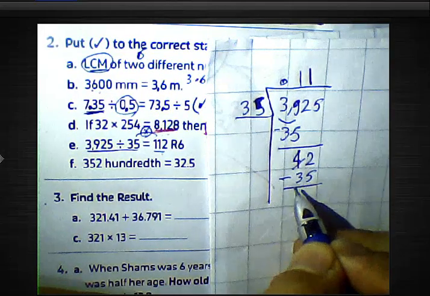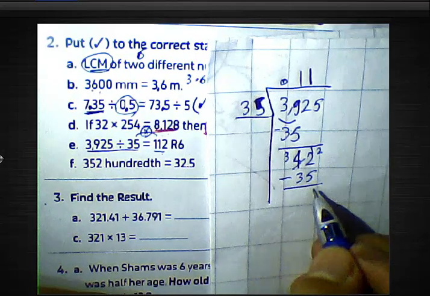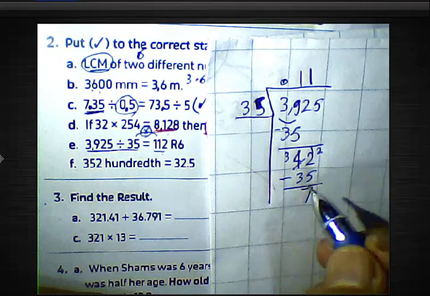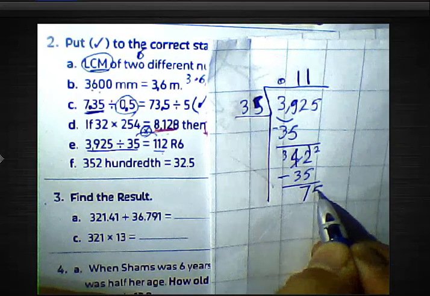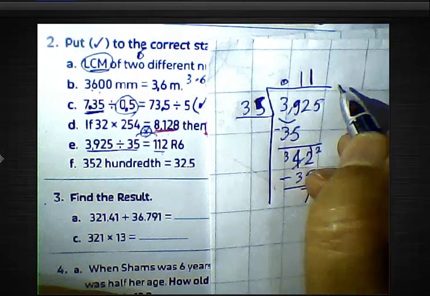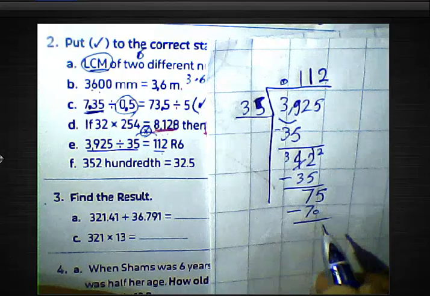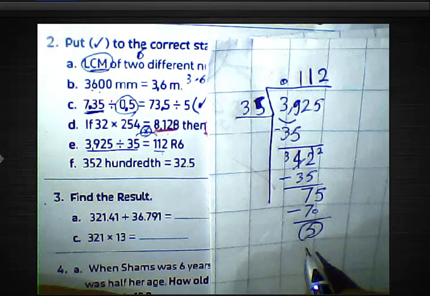2 minus 5, we can't do it. We must borrow 1 from 4, which becomes 3, and 2 becomes 12. 12 minus 5 equals 7. 3 minus 3 equals 0. And then we must drop 5 behind it. 75 divided by 35, we must multiply by 2 because 2 times 35 equals 70. It's nearest to 75. Then the remainder will be 5.